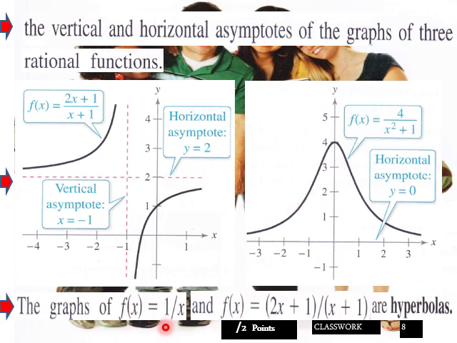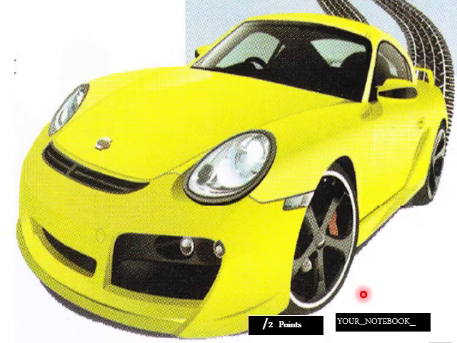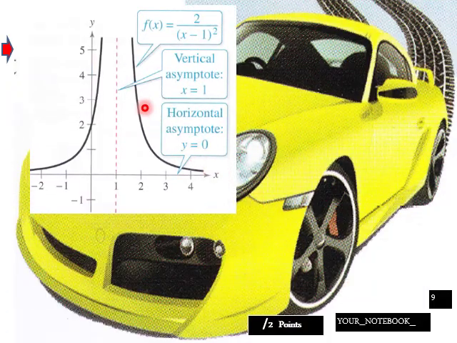So the graphs of f of x equals 1 over x and f of x equals 2x plus 1 over x plus 1 are called hyperbolas. There's a new vocabulary definition there. And in this situation here, for the function 2 over the quantity x minus 1 squared, we have a vertical asymptote at x equals 1, and a horizontal asymptote here at y equals 0. So you get this situation here.